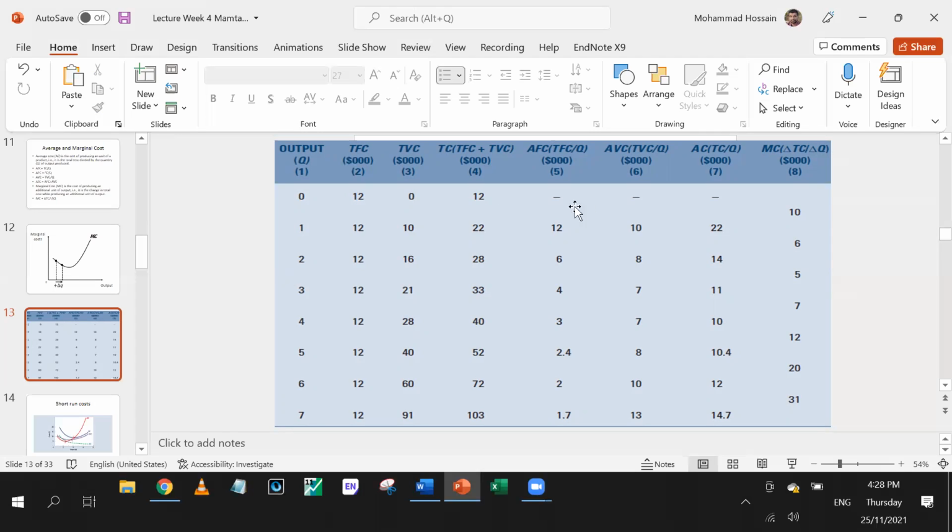Total fixed cost 12 divided by quantity 0 is empty, because division by 0 is undefined. And marginal cost will be the change in total cost divided by the change in quantity. The change in total cost is 22 minus 12, which is 10, divided by the change in quantity, 0 to 1, which is 1. So 10 divided by 1, the answer is 10.